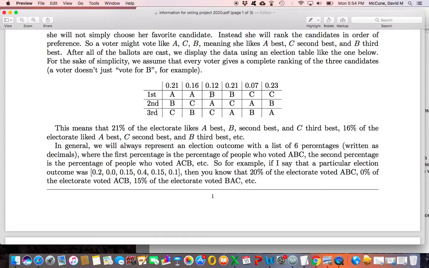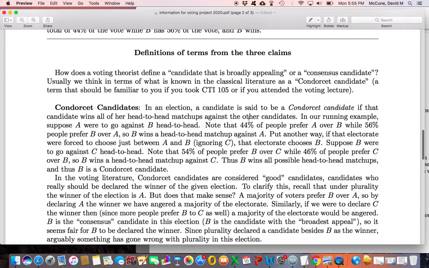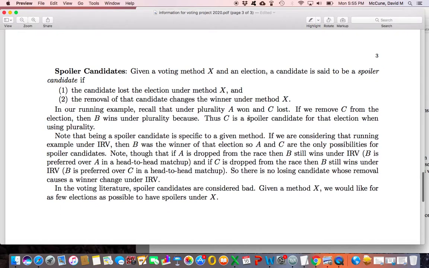Candidate B, I think, is also justifiably angry with the voting method itself. This phenomenon where C is allowed to bring B down with him, that phenomenon only happened in this example because plurality is susceptible to spoilers. This election was not susceptible to spoilers under instant runoff voting. So candidate B might say, hey, I deserve to win, and instant runoff voting would have chosen me as the winner. Instant runoff voting would have not allowed C to be a spoiler in this election. Okay, so that's what a Condorcet candidate is. That's what a spoiler candidate is.